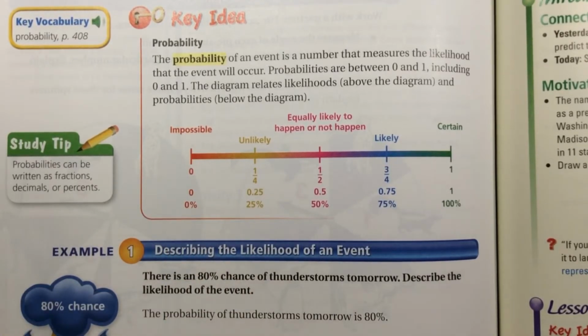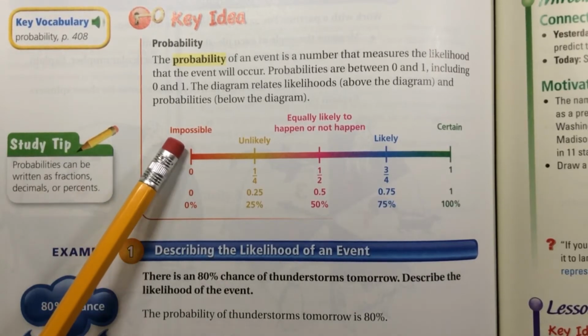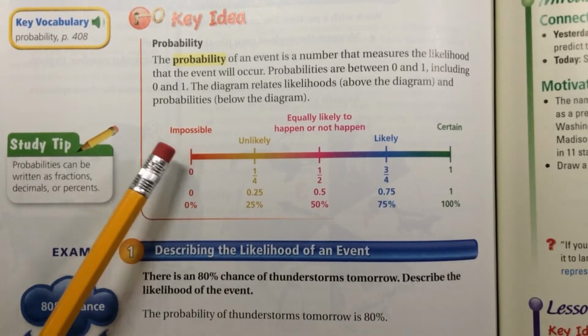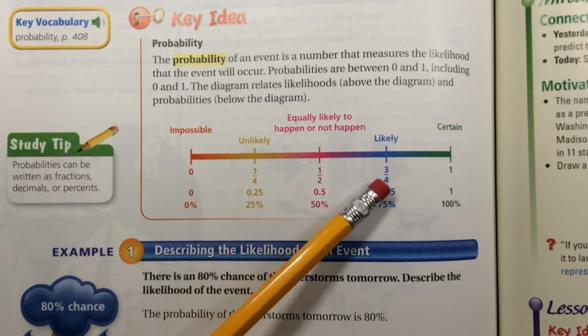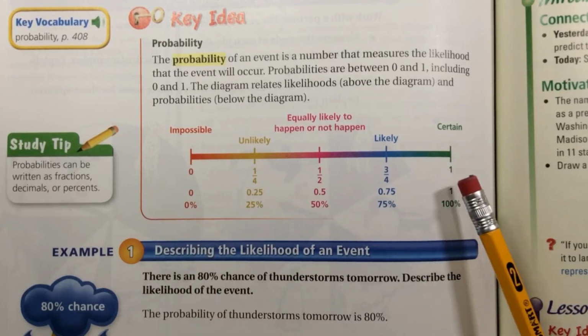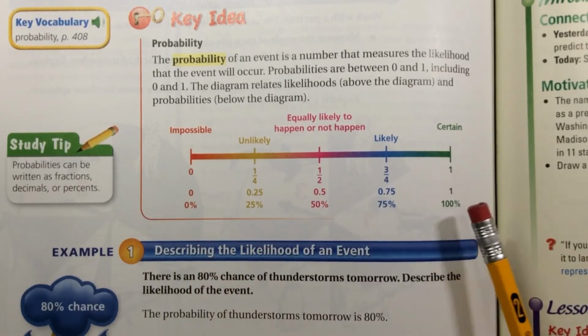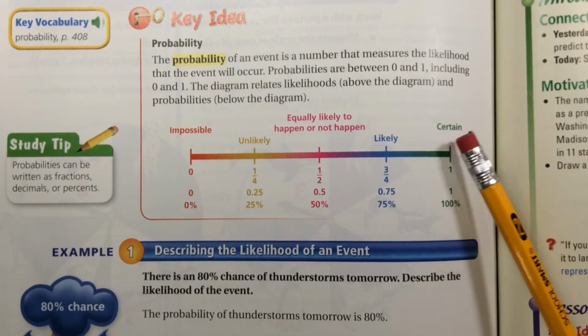When we say that's a 0% chance, or there's 0 out of 10 ways it could happen, we call that impossible. It cannot happen. If, on the other hand, a probability is greater than 1/2, then we call it likely, all the way up to it being certain. If there's a 100% chance of something happening, that means it is certain that it will happen.